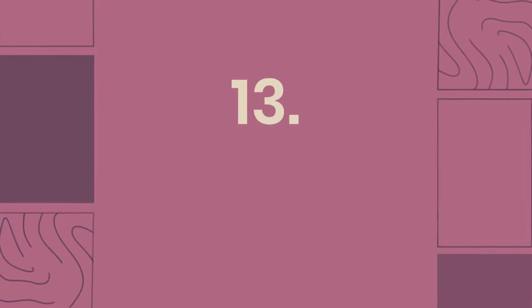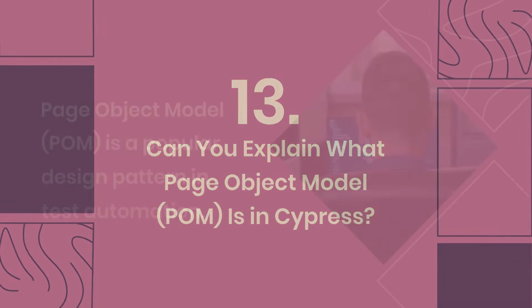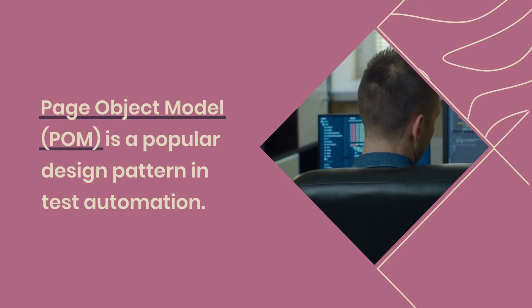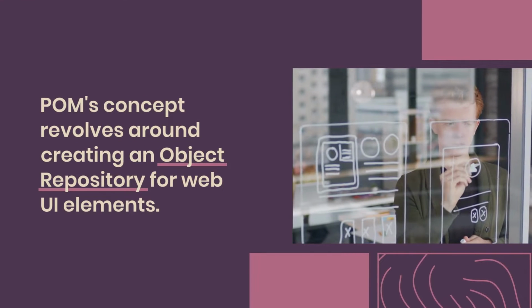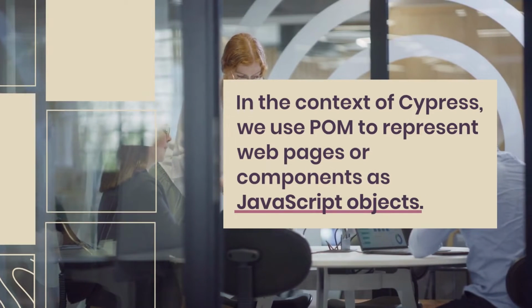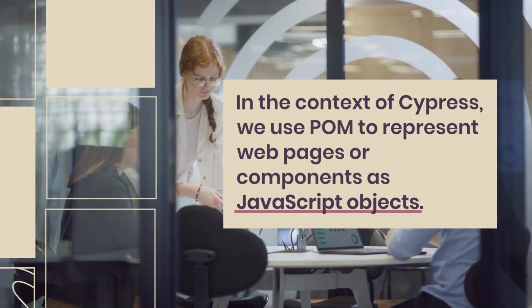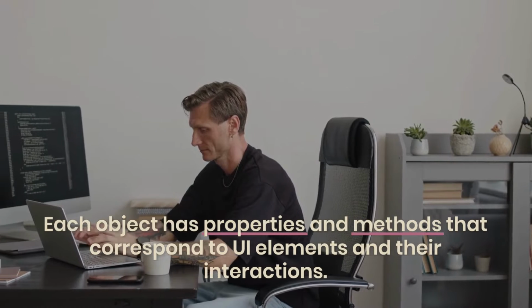13. Can you explain what Page Object Model, POM, is in Cypress? Page Object Model, POM, is a popular design pattern in test automation. POM's concept revolves around creating an object repository for web UI elements. In the context of Cypress, we use POM to represent web pages or components as JavaScript objects. Each object has properties and methods that correspond to UI elements and their interactions.